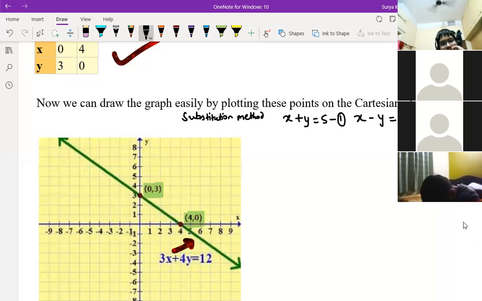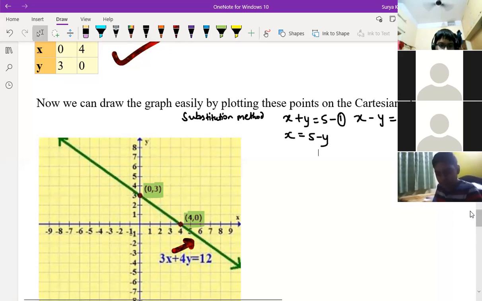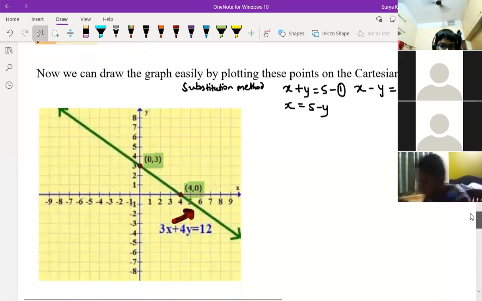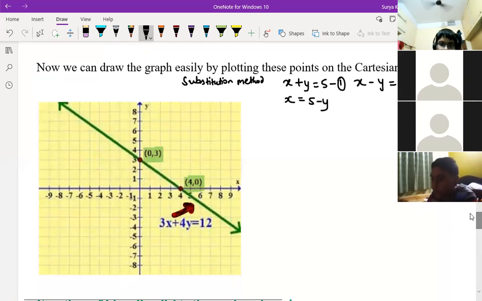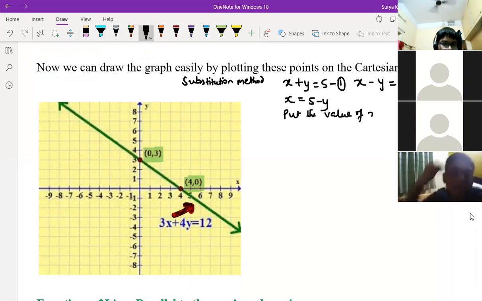So from the first equation, what we are doing is x is equal to, can we write 5 minus y, children? Yes, sir. From the first equation we can write x is equal to 5 minus y. The same thing, we are putting the value of x in equation second. Don't put it in the same equation, put it in equation second. Is it clear till here?